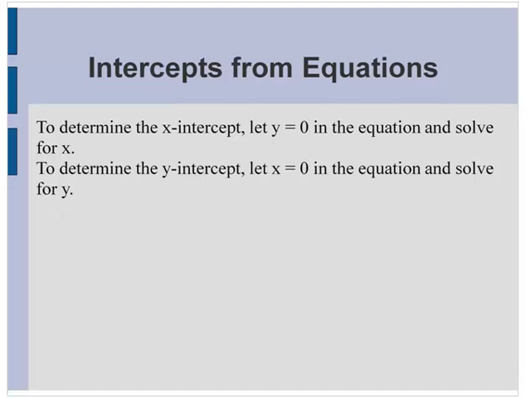And so if we would like to find intercepts from an equation, to determine the x-intercept, we let y equal 0 in the equation and solve for x. And to determine the y-intercept, we let x equal 0 in the equation and solve for y. And so this will then immediately give us 2 points, the x and y-intercepts.